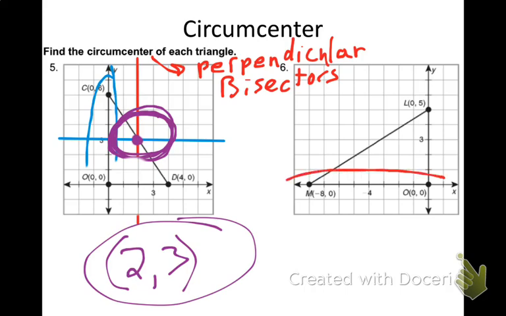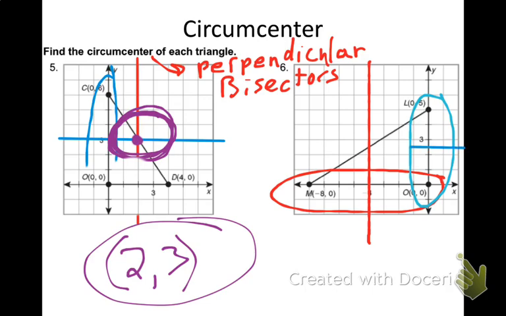So I have my bottom segment, which goes from -8, 0 to 0, 0. My perpendicular bisector would go through what, Troy? Yeah, it'd go right through -4 right there. Now let's look at the other segment over here. Perpendicular bisector would go through what, Troy? 2.5, 0. Nice job. So I'm looking for my perpendicular bisector. Well, they intersect at that coordinate right there.